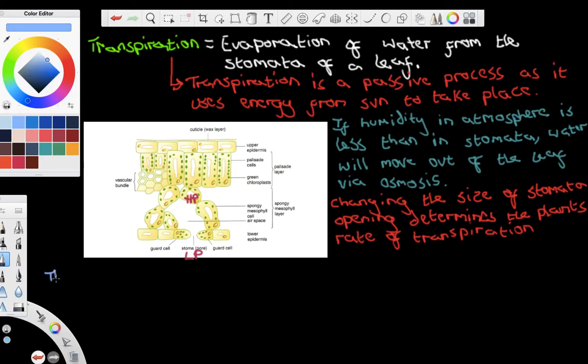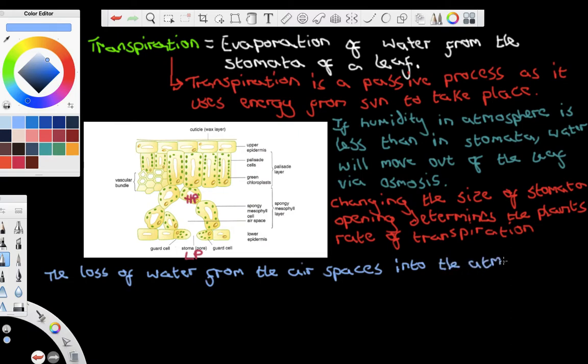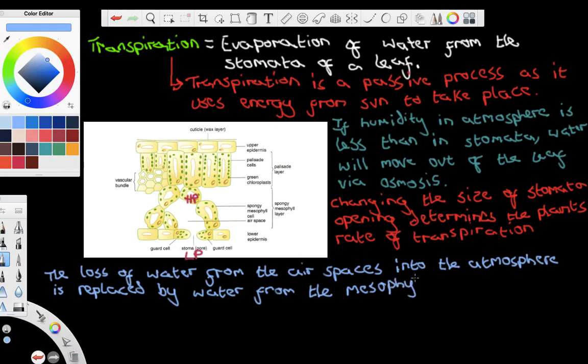the loss of water from the airspaces into the atmosphere is replaced by water from the spongy mesophyll, or from the mesophyll cells.